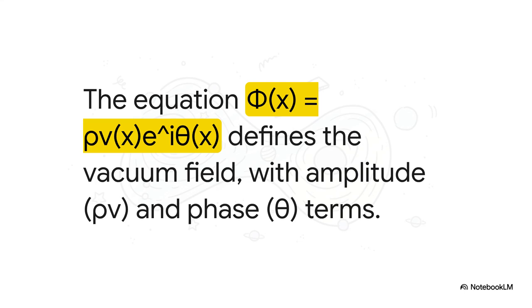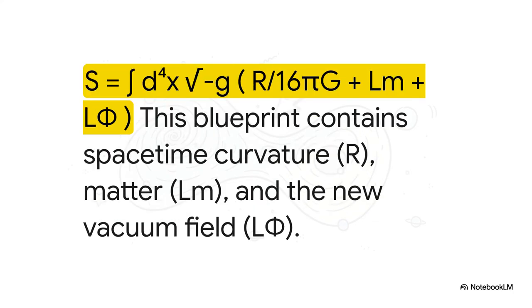And here it is. This is the equation that defines that vacuum field at every single point in space-time. It so elegantly combines the amplitude, ρv, with the phase, theta. All the complex dynamics we're talking about, they all come from how these two components behave and interact with each other.